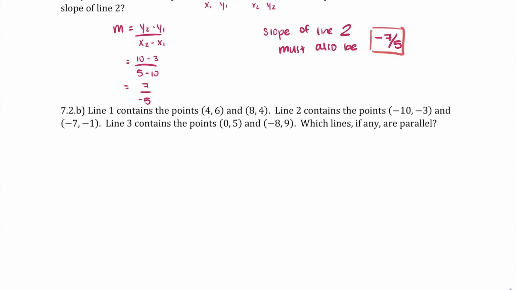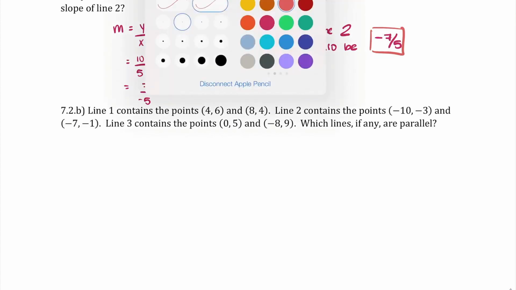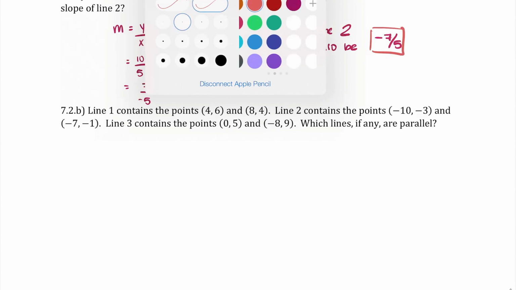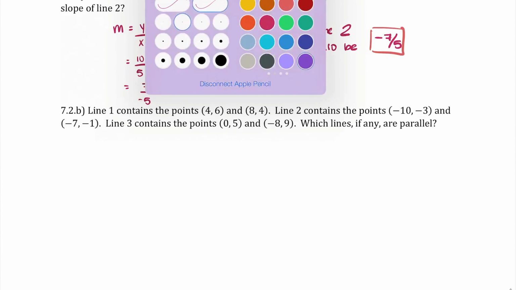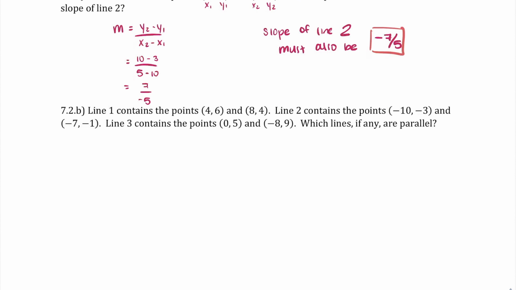Okay, next example. So we have 3 lines in this case where we have points on each of the lines. We want to figure out which ones are parallel. And remember that the definition of them being parallel means that they will have the same slope. So we want to figure out each of their slopes, and then compare them. I am going to use m1, m2, and m3 to designate line 1, line 2, and line 3. So we're going to do some plugging in here.